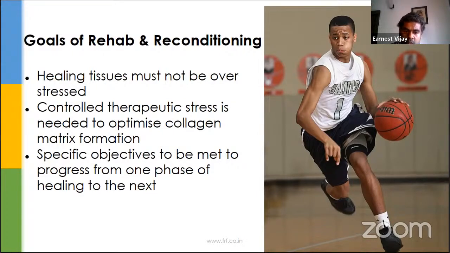So controlled therapeutic stress is what is needed to optimize the collagen matrix formation. You have to do overloading. Without overloading, the tissues are not going to get stronger, but it has to be an optimal overload. And specific objectives have to be met in each phase before you move on to the next phase.